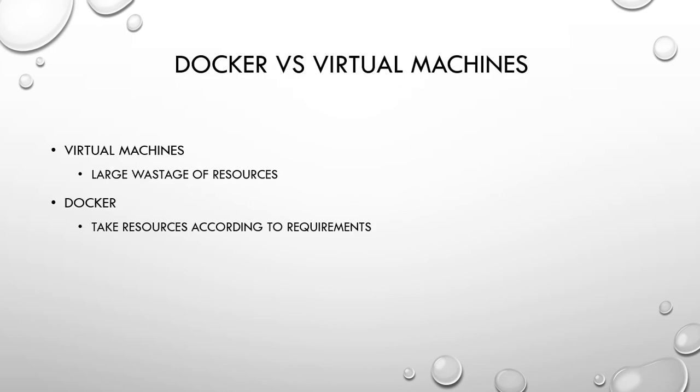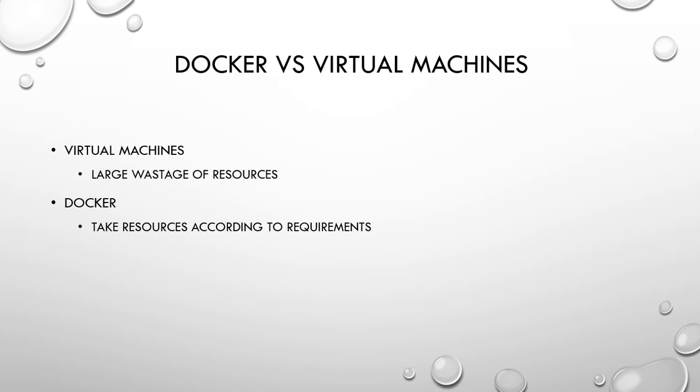We can use virtual machines also for splitting, but why do we prefer Docker? The reason is that virtual machines waste a large amount of our resources, such as RAM, processor, disk space, and many other things. Whereas Docker takes the memory and disk space according to the requirements. So that's why we prefer Docker.